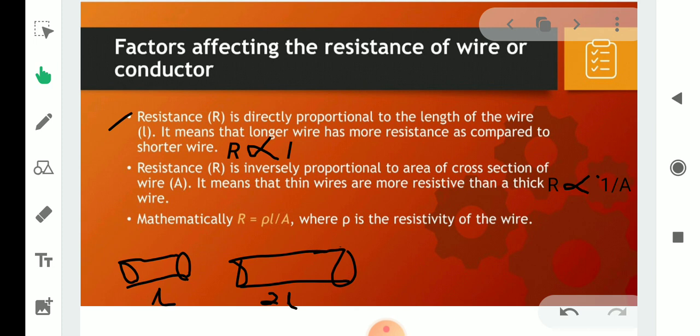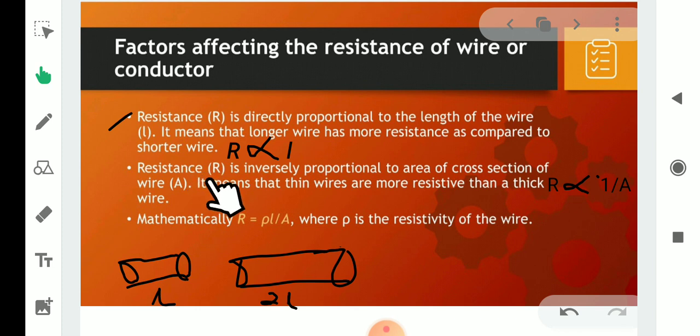Both are of the same thickness. Remember, both wires are of the same thickness, only the length has been increased. In this case, as the length of the wire increased, the number of collisions increases, due to which resistance also increases. So we can conclude that resistance depends on the length of the wire. It is directly proportional to length. Here you can see resistance is directly proportional to length. So it means a longer wire has more resistance as compared to a shorter wire.